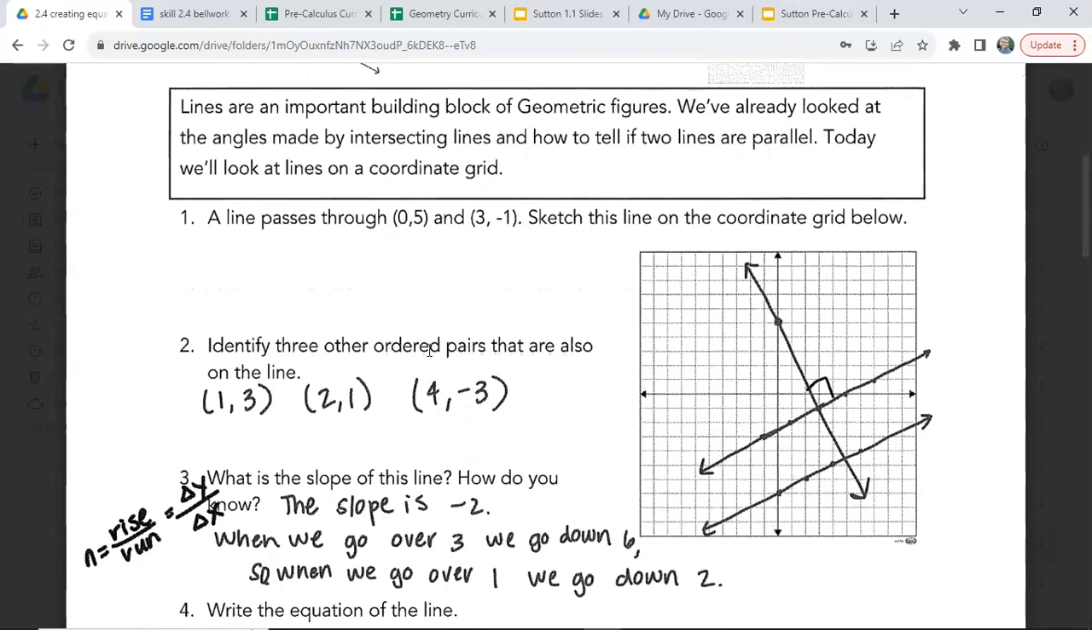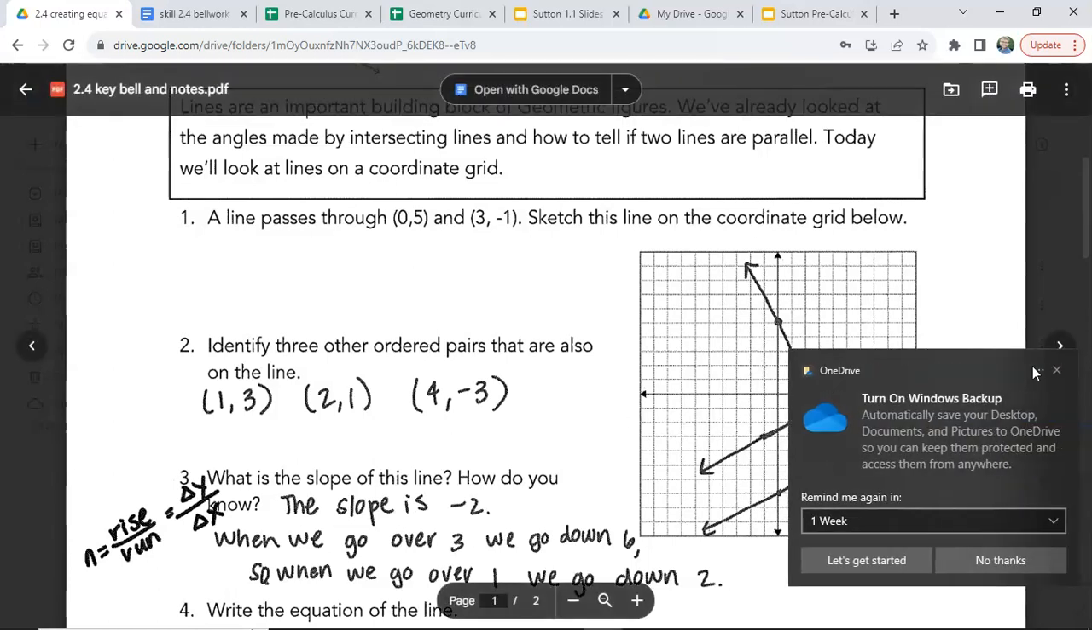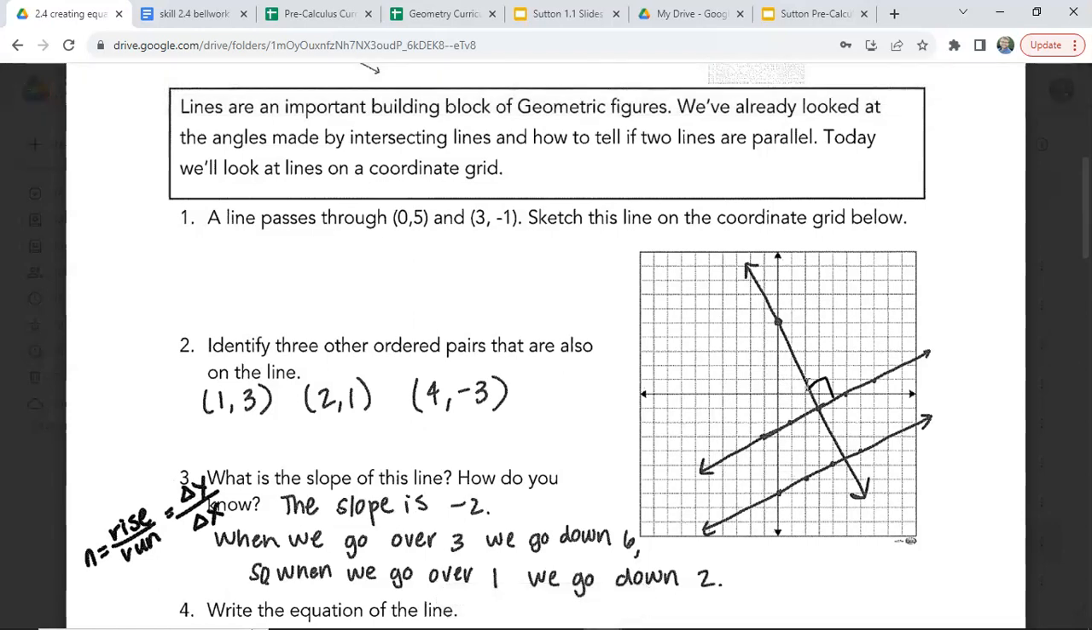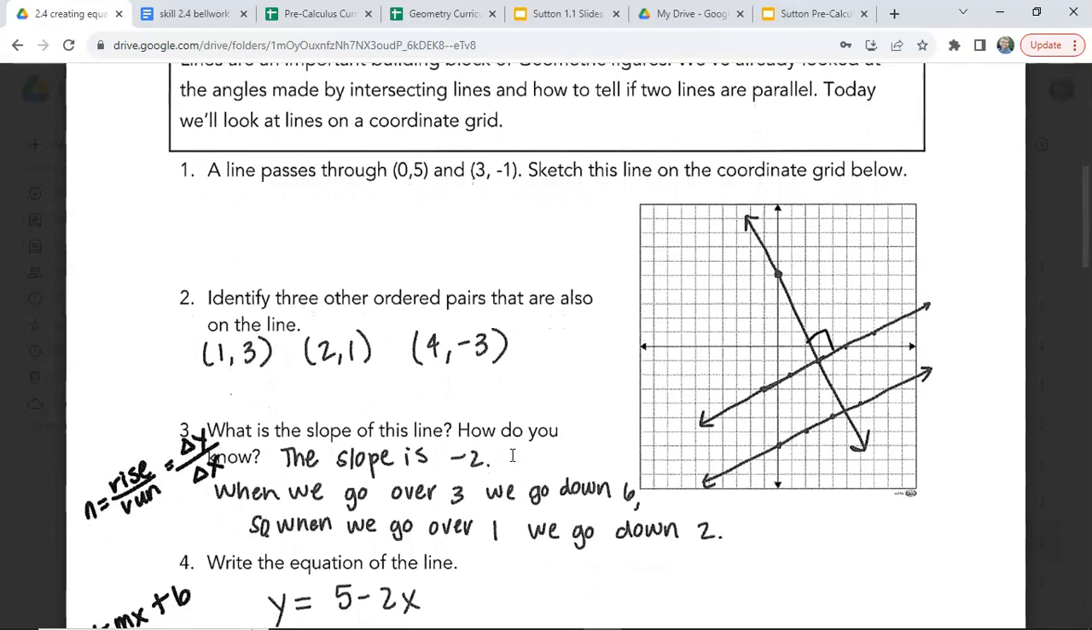Identify 3 other ordered pairs that are also on the line. A lot of answers you could put here: (1, 3), (2, 1), (4, -3). Some other answers you could have put there, but those are 3 that are definitely on that line.